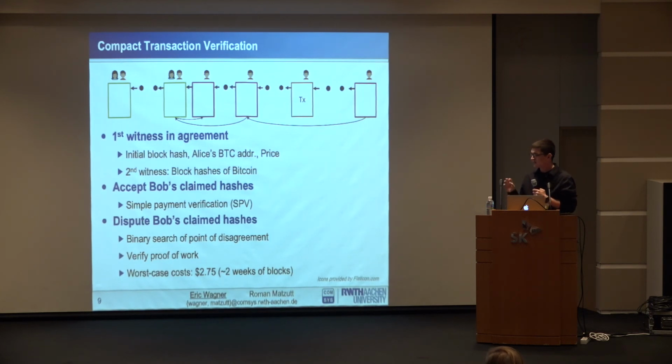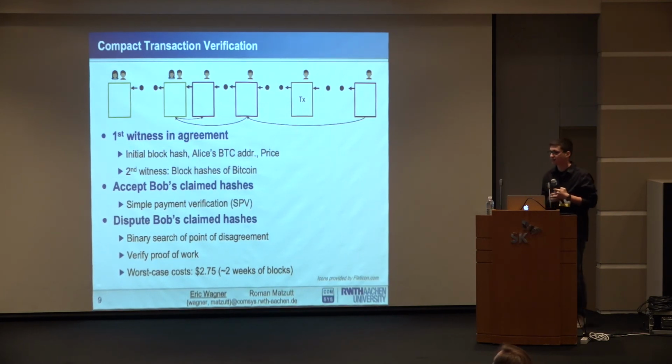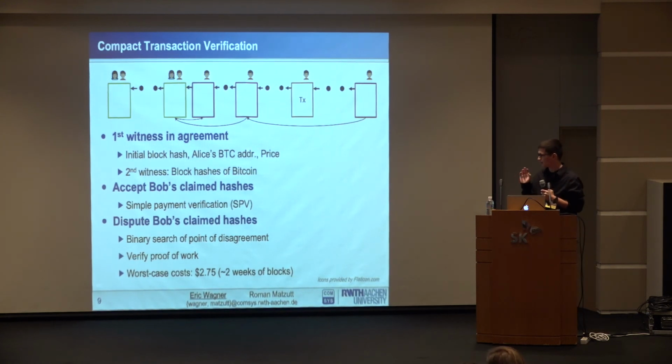And then this verification process, in the worst case, costs $2.75. So that's for verifying whether a transaction is in the Bitcoin chain over the span of 2 weeks.